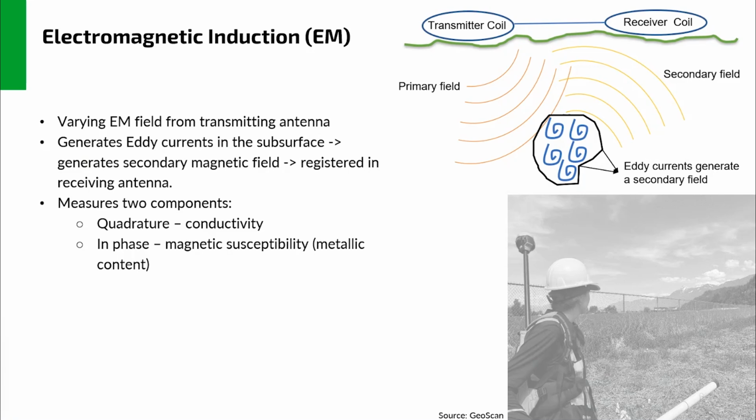So typically the quadrature is considered as the conductivity of the subsurface, or if you have superficial features, obviously we're going to see those as well. And the in-phase is typically related to the magnetic susceptibility. So metallic content is going to show up because metals tend to have high magnetic susceptibility.